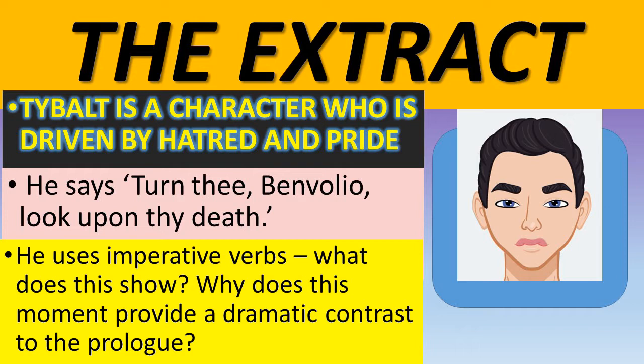So we've got Tybalt using imperative verbs, turn and look. He speaks using imperatives throughout the play. What does this show about the character? And also, how does this moment provide a dramatic contrast to the prologue? The prologue is written in sonnet form using iambic pentameter, reflecting the theme of love, and then we go straight into blank verse and conflict with Act 1, Scene 1.